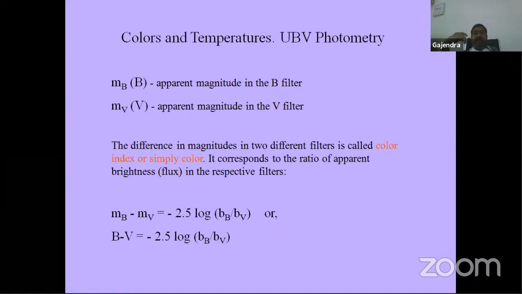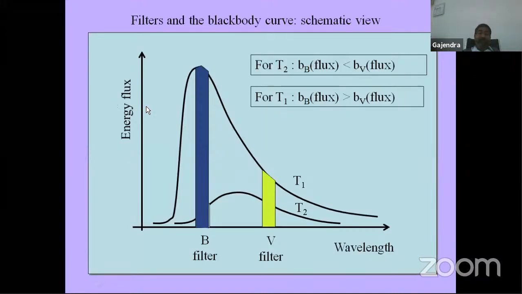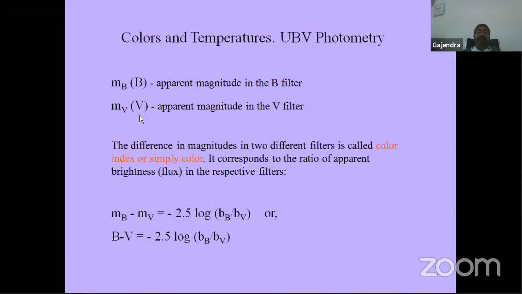So the flux in B is proportional to log of the photon counts in B band. Okay, so M_B is proportional to log of the photons in B filter. And similarly, in V, M_V is the magnitude, which is proportional to log of the photon counts in V filter. If we want a flux ratio between B and V, it is M_B minus M_V, which we relate as minus 2.5 log of the photon counts in B by photon counts in V. Is that clear? We refer to M_B as B because it is the magnitude in B, and M_V as V, the magnitude in V.